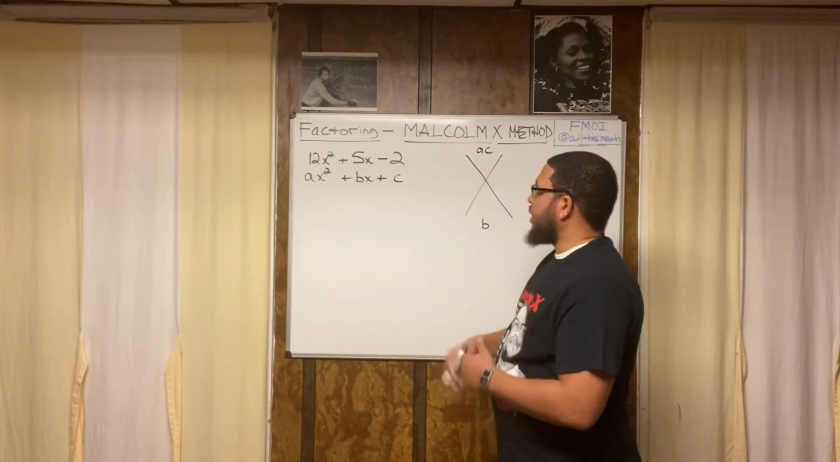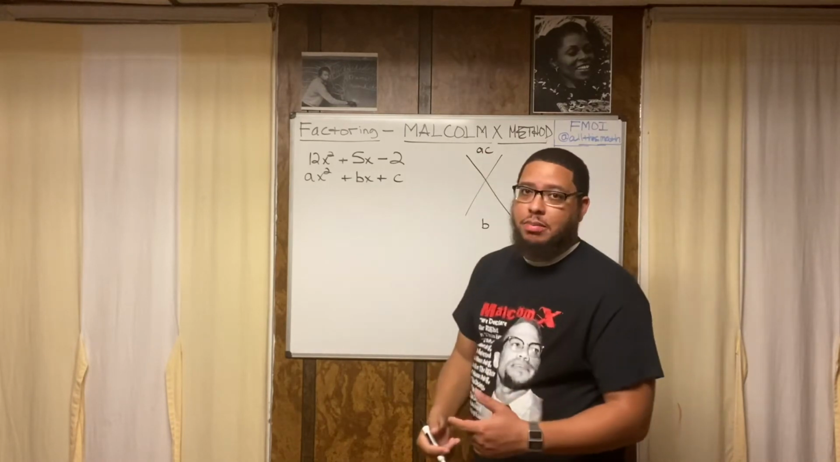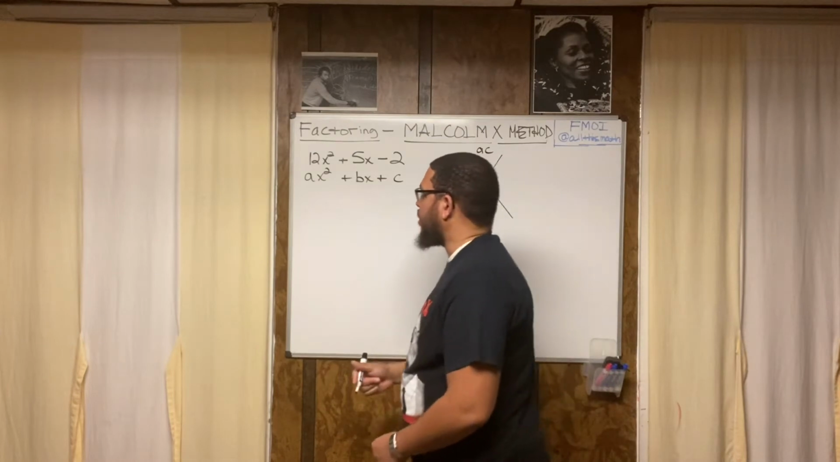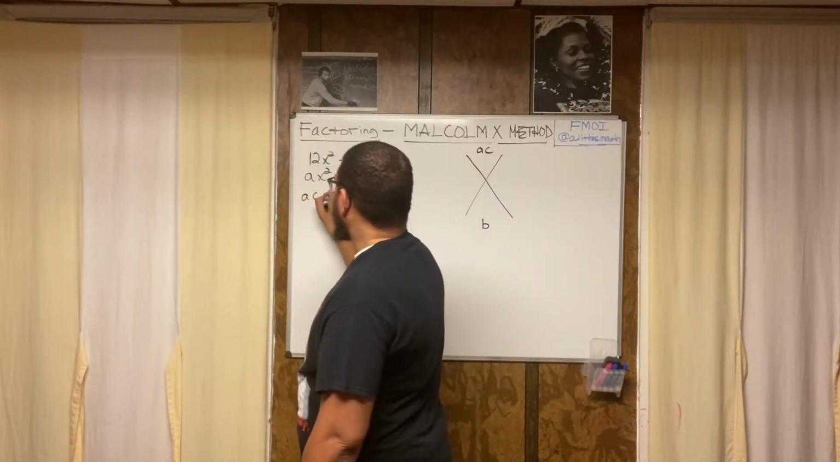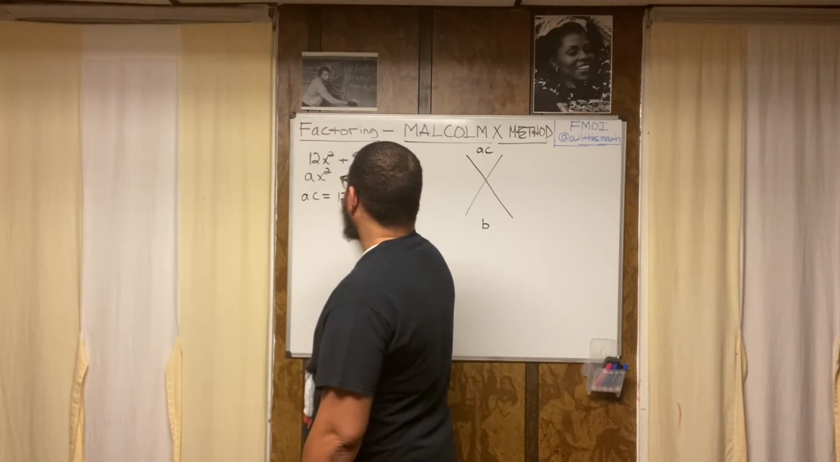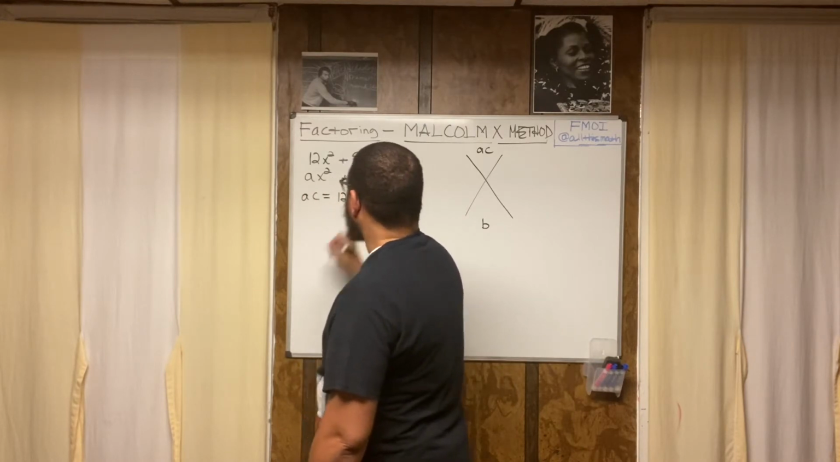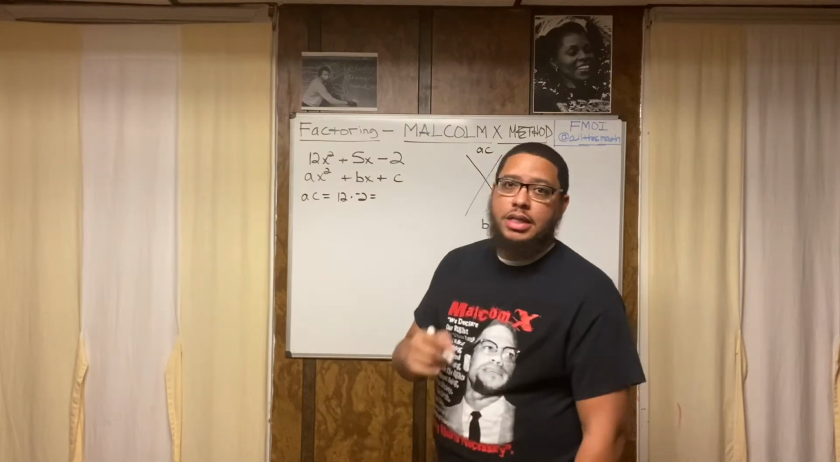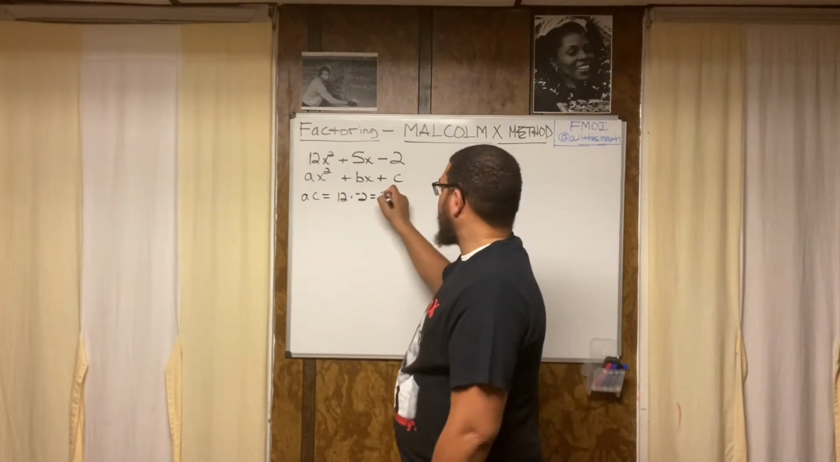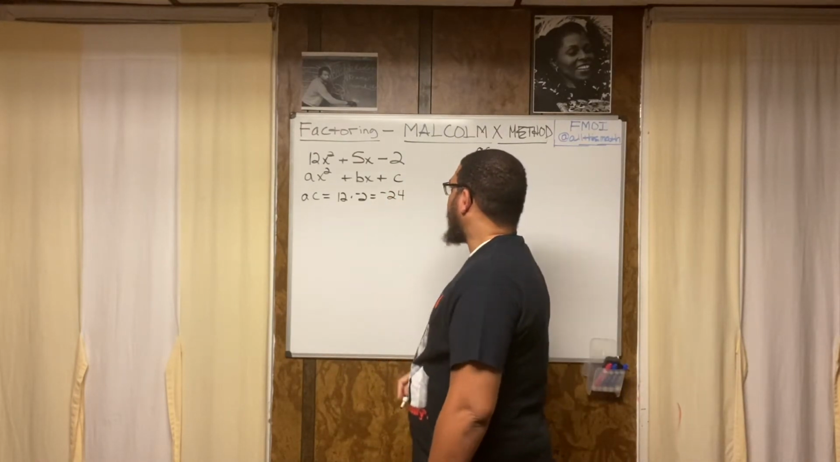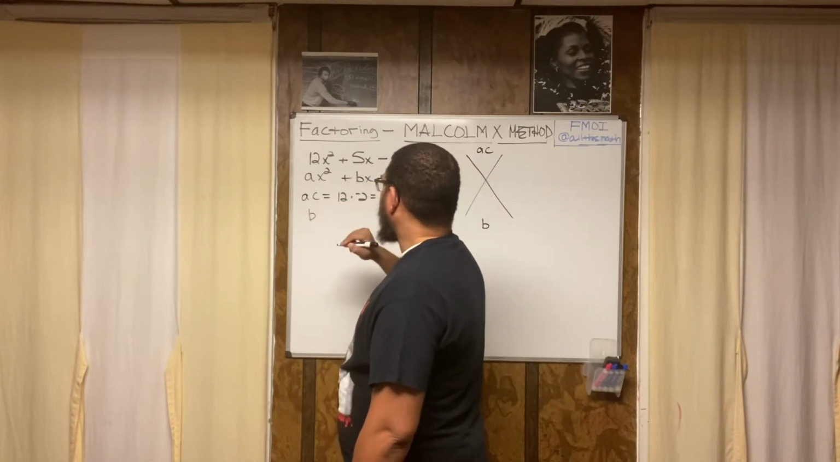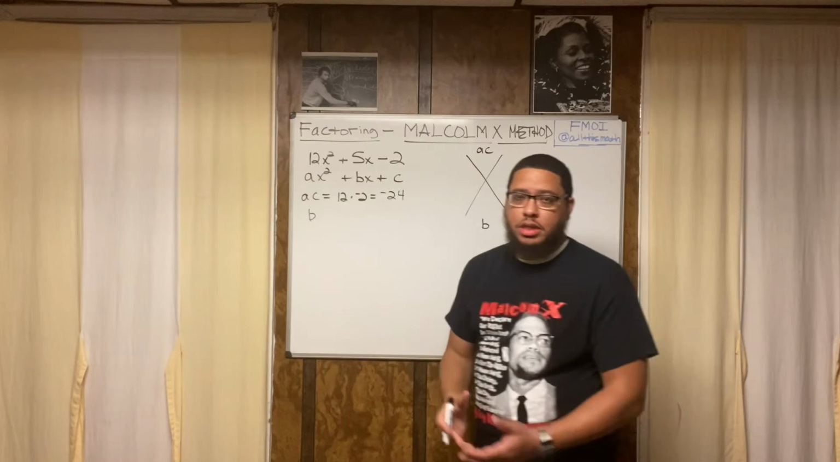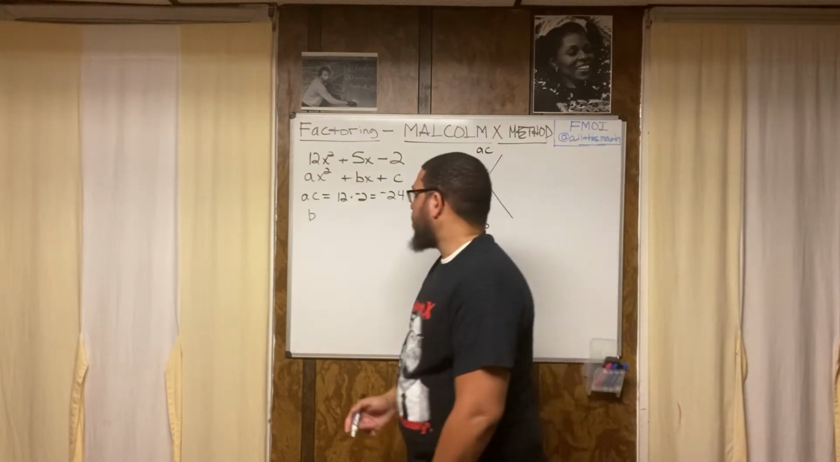So AC means a times c. So our next step is going to be to multiply this 12 by this negative 2. So we're going to say AC equals 12 times negative 2, and 12 times negative 2 is negative 24, right? And we just identify b. b is just the coefficient of the linear term, 5x. So b is 5.